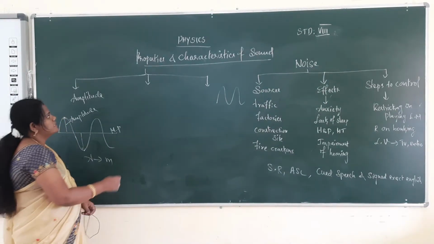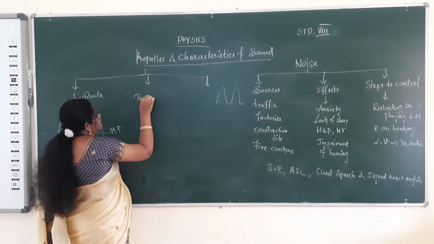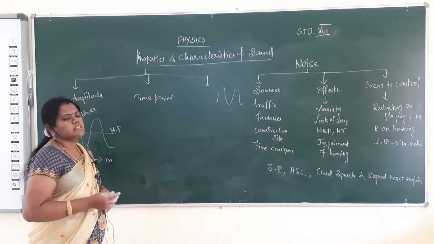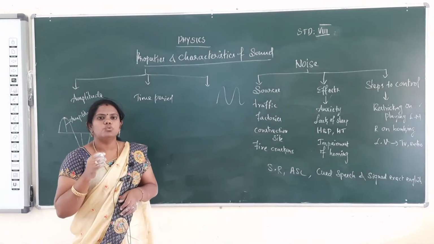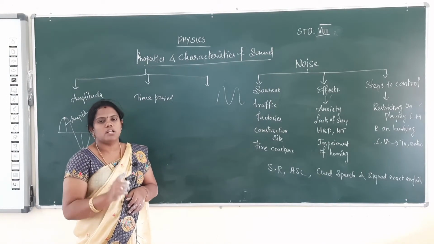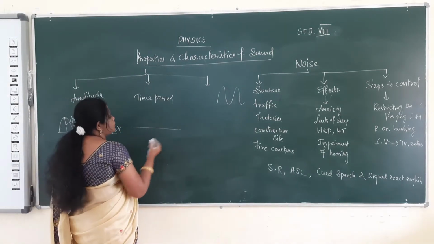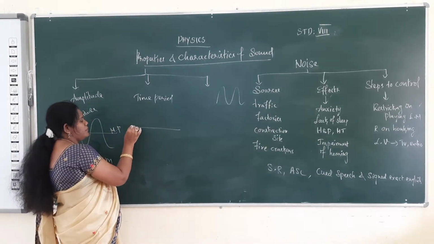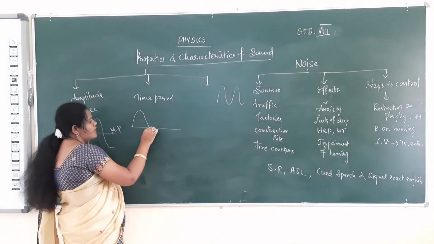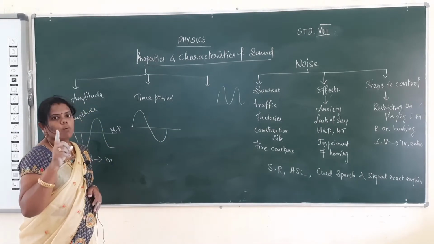And the second one is time period. Time period is the time taken by one wave to complete one oscillation or one vibration. What is the meaning of one vibration? This is the mean position. The wave starts from the mean position, reaches the high amplitude, meets the mean position again, reaches the low amplitude, and again reaches the mean position. This is called one vibration or one oscillation.